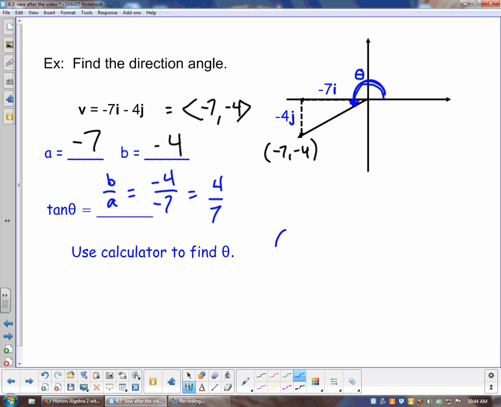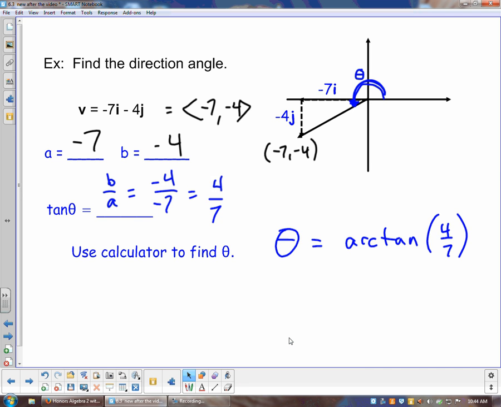So how are we going to find theta? Theta is going to be equal to arctangent of 4/7. Grab your calculator. Would you figure this out and give me a degree answer, please?